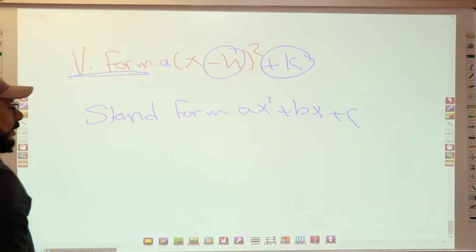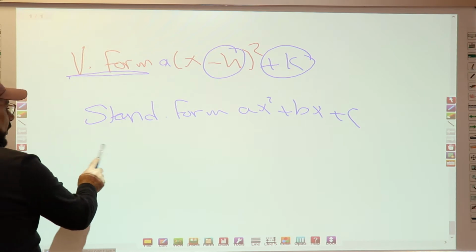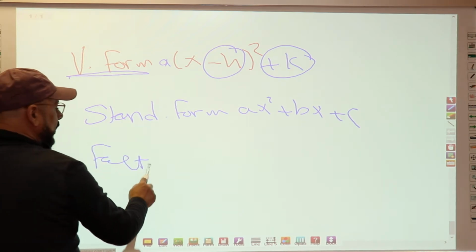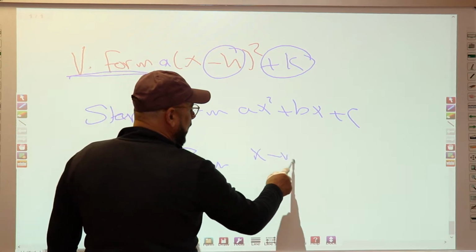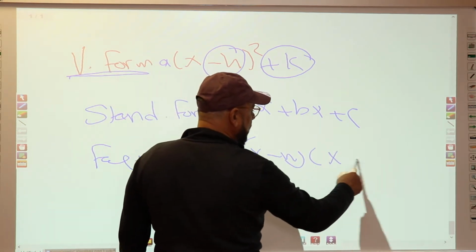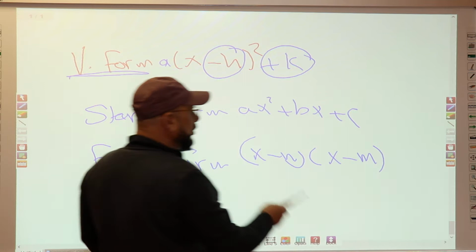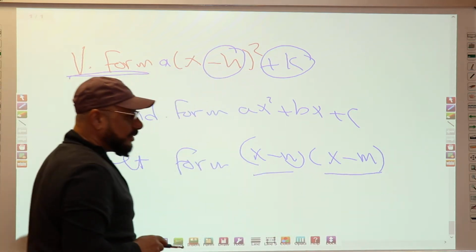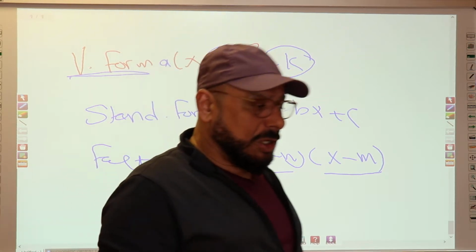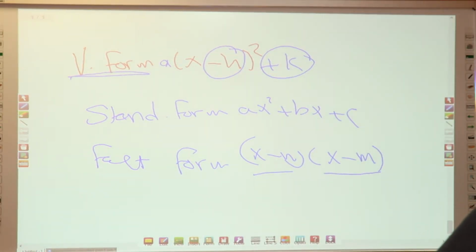Okay, that's the 2 forms I have. Just factored form. And now we're doing the factored form, right? We're going back to the factored form, which is x minus n and x minus m, these 3 forms. And we call x minus n a factor and x minus m is another factor. Okay.